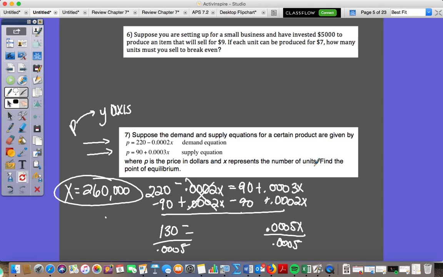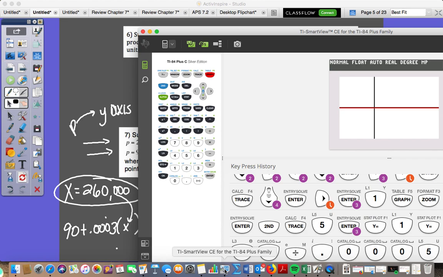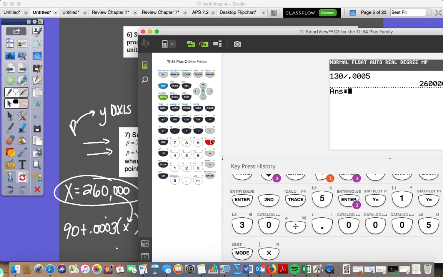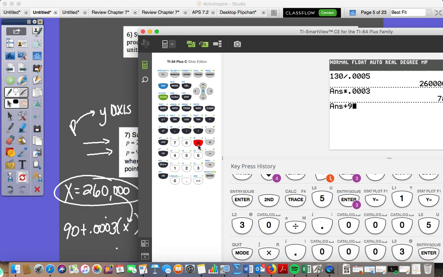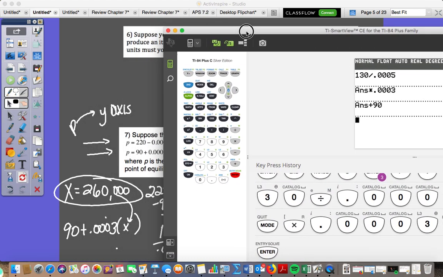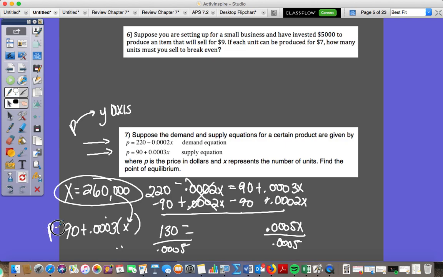So x is the number of units that I would sell. And then to find what the price would be of P, I could plug it into either equation. So I could say 90 plus 0.0003 times, and then just plug this in for x. So if I came back here, let's quit out of there, I could take this number, multiply by 0.0003, and then I would just add 90 to it. I should get, yeah, there we are. I'm going to sell these units because this equals P. P would be equal to $168. So the X would be 260,000 units, where the price I would sell it for would be $168. Let's do this.